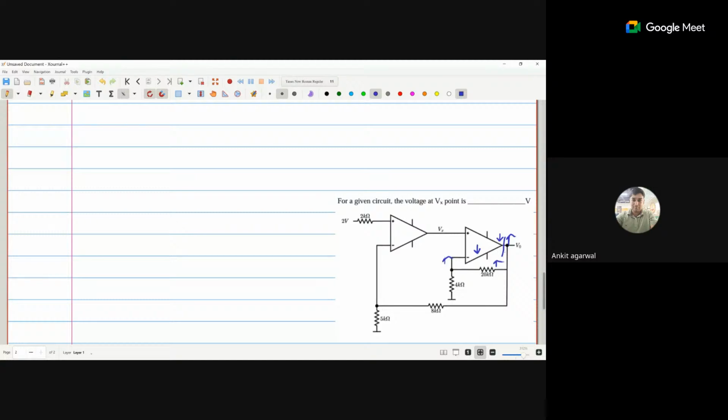Now we check the first amplifier. The voltage increases. If it is multiplied with a negative, that means the downward direction. Multiplied with a positive, that means the downward direction. And here we are also getting the voltage in the downward direction. That means both op-amps will be working in negative feedback. Clear?